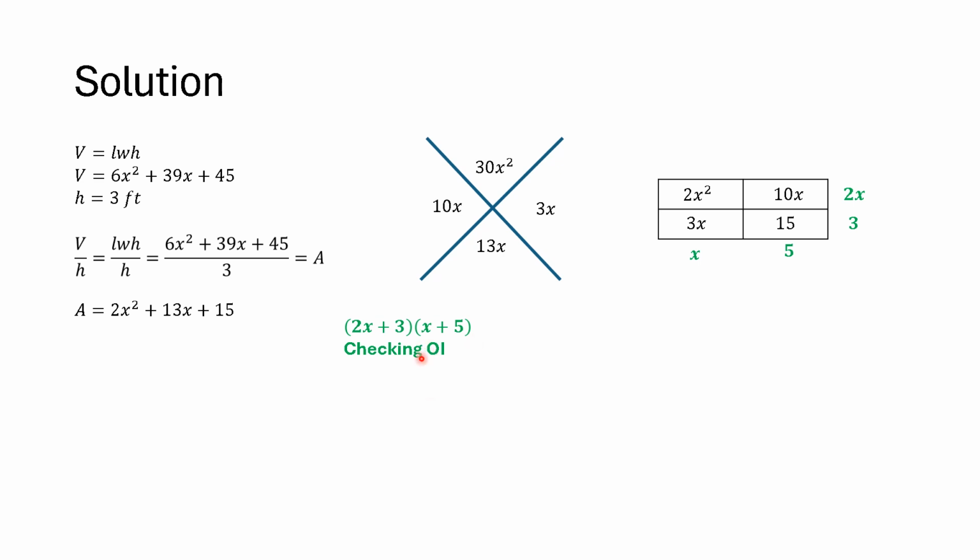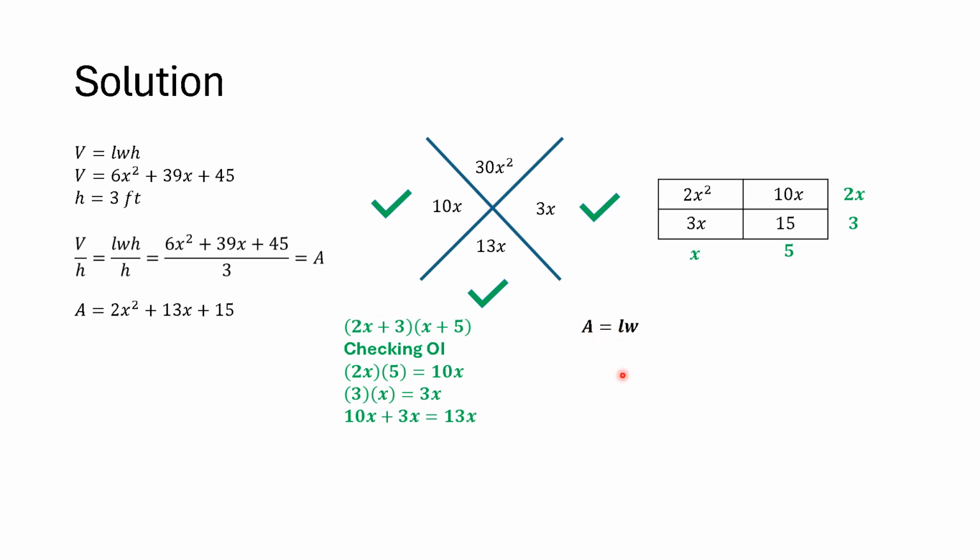Now, we need to check the outer and inner so that we'll know if our answers are correct. First, you multiply the outer terms, which are 2x and 5. So 2x times 5 is 10x, which is a confirmation of the factor that we got. Another, 3 times x, which is 3x, is a confirmation of the other factor that we got in the X part of the X-box method. And then, we add 10x and 3x, which is equal to 13x, our middle term. That confirms that our answer is correct.